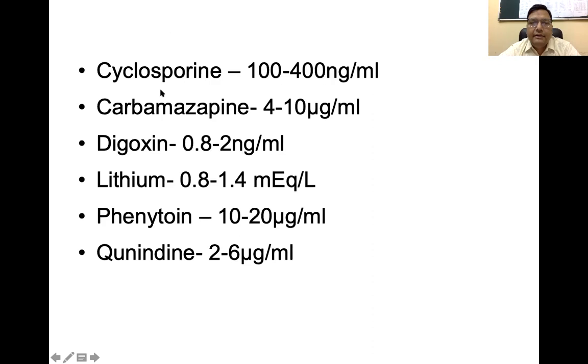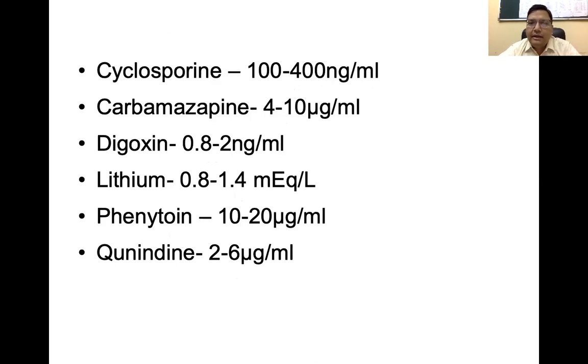Similarly, cyclosporine has a therapeutic range of 100 to 400 nanogram per ml. Carbamazepine is 4 to 10 microgram per ml. That is plasma concentration. Digoxin is 0.8 to 2 nanogram. Lithium 0.8 to 1.4. Phenytoin 10 to 20. Quinidine 2 to 6 microgram per ml.